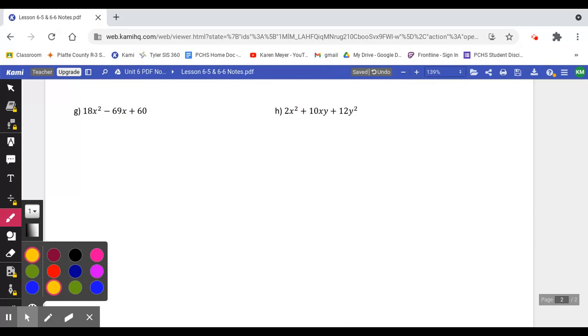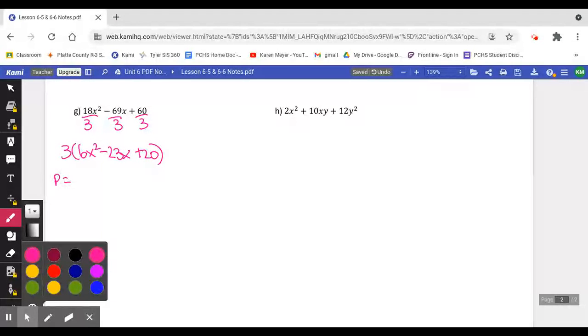Okay, G is the next one. So once again, let's look at the numbers. And all the numbers, 18, 69, and 60, what goes into all 3 of them? And hopefully everybody thinks of the number 3. 3 goes into each one of those. So then when you divide by 3, you get 6x squared minus 23x plus 20.